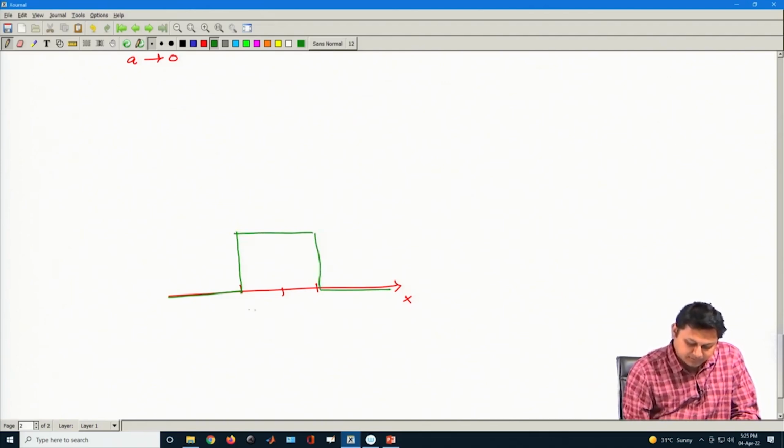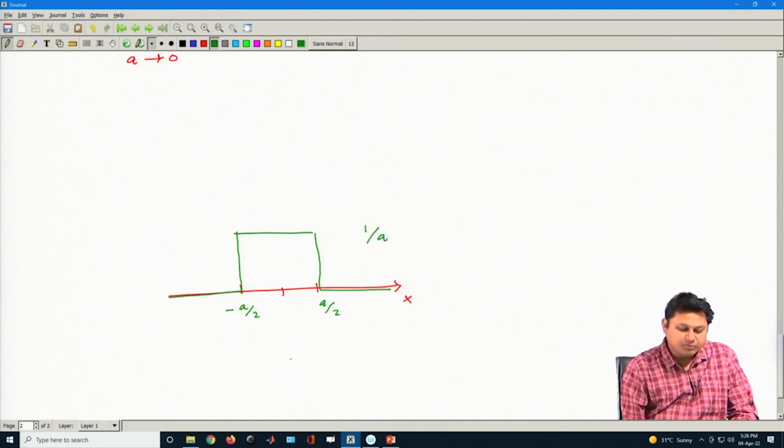This value is minus a by 2, this value is a by 2, and this value is 1 by a. That was the initial function. Now, I put the limit.